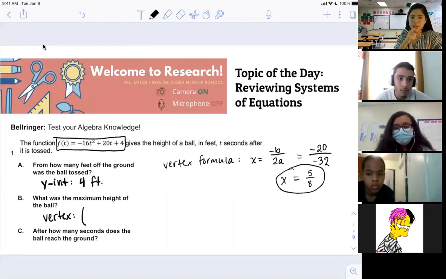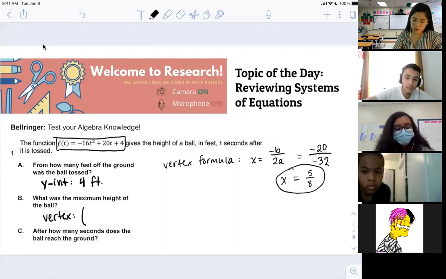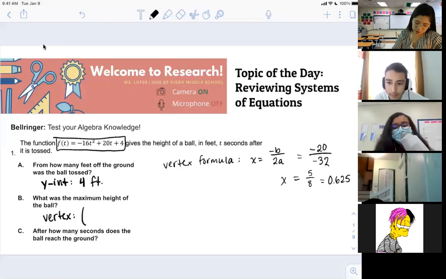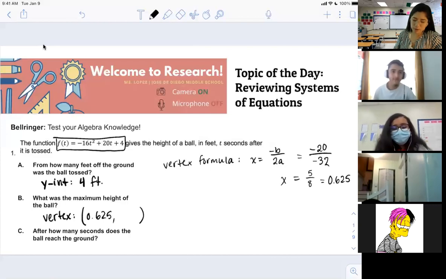We can use decimals since it's talking about feet and seconds. So actually, let's divide that. What's 5 divided by 8? 0.625. So I know my vertex is going to be 0.625 comma something. What do I do now?